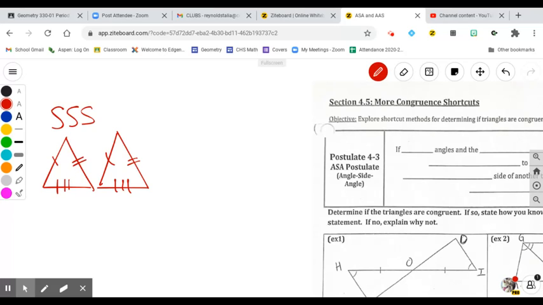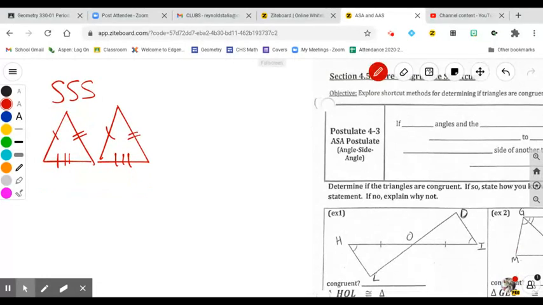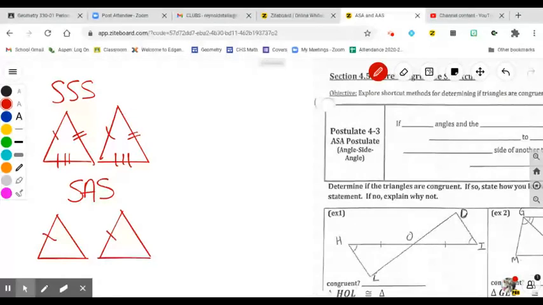We also learned side angle side. So side angle side is when you have two pairs of sides. So say that one and that one. That's one pair. There's a second pair. And then see how this A is between these two S's? So the marked angle would be in between the two sides. So it would be this angle and this angle. So that would be side angle side. The marked angle has to be in between the two sides. It has to be the included angle.